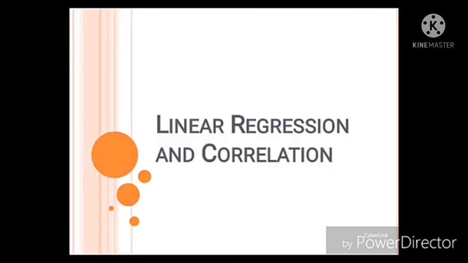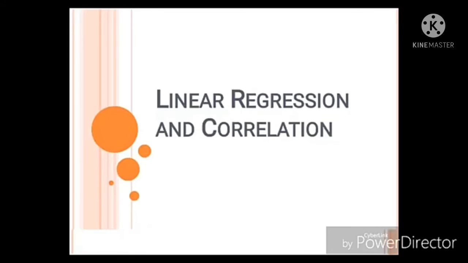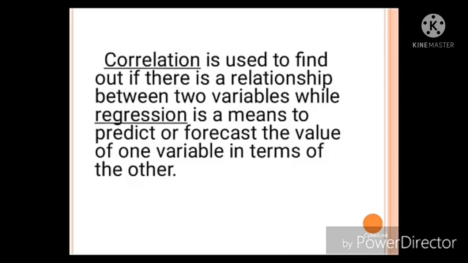Linear regression and correlation. Correlation and regression are two related statistical tools. The correlation is used to find out if there is a relationship between two variables, while the regression is a means to predict or forecast the value of one variable in terms of the other.